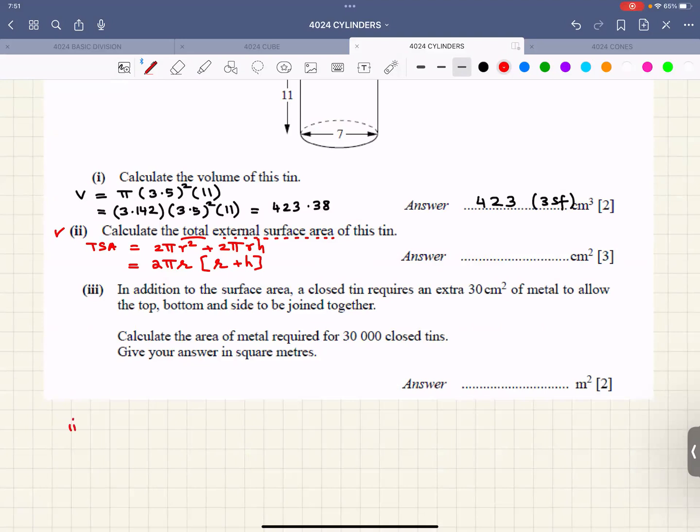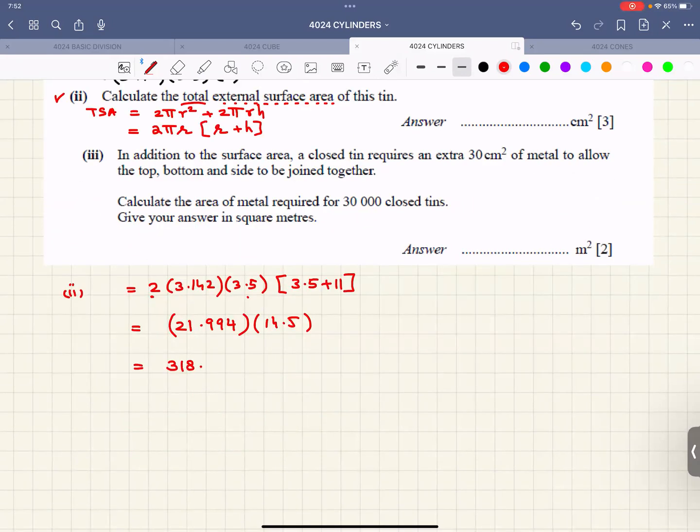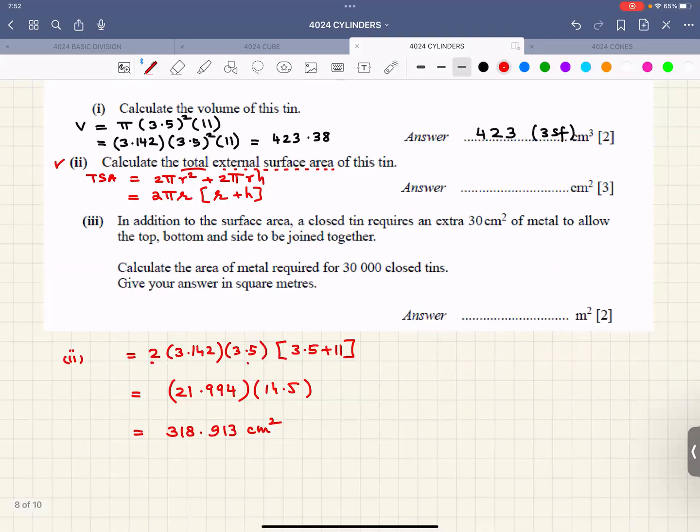So part 2 continued. This is 2 into 3.142 into 3.5, and this is 3.5 plus 11. So 2 into 3.5 is 7. 7 into 3.142 comes out to be 21.994, the exact value based upon 4 SF, and 3.5 plus 11 is 14.5. Multiply it with 14.5. This comes out to be 318.913 centimeters square, and after rounding off this is 319 centimeters square.